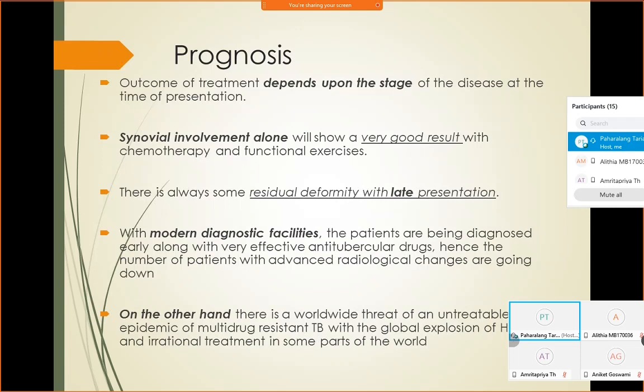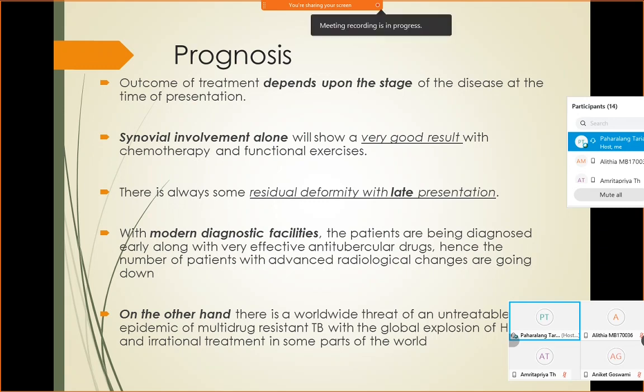replacement there. So the prognosis, again, as I mentioned, it is very important to diagnose this early. The earlier you diagnose it, the better the outcome. So it depends on the stage. If you are diagnosing in stage 1 or stage 2, you often get a good result. As I mentioned, because it is not pyogenic in nature, it has no proteolytic enzymes, it hardly affects the synovium or the cartilage.